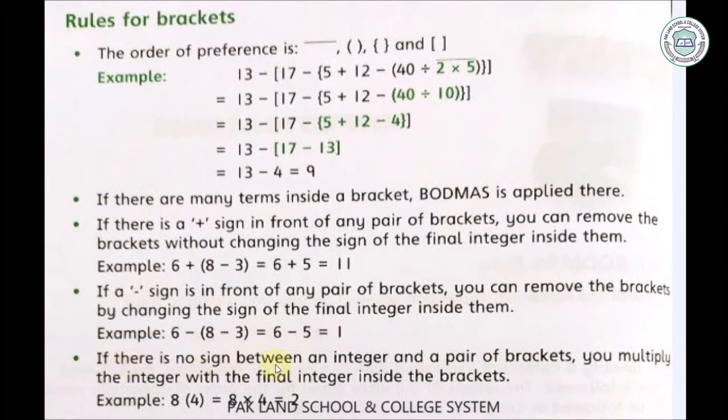If there is no sign between an integer and a pair of brackets, you multiply the integer with the final integer inside the brackets. For example, 8 in a bracket 4 is mentioned, so multiplication, 8 4s are 32.